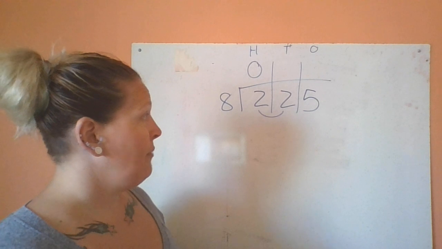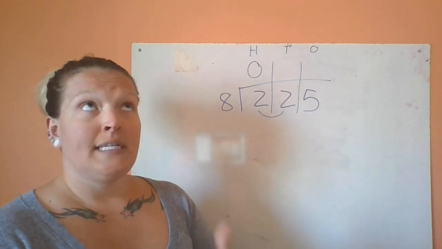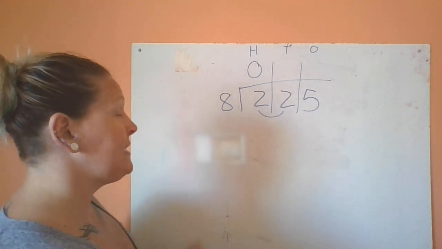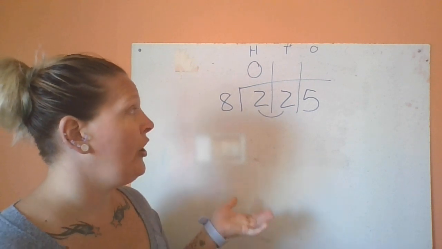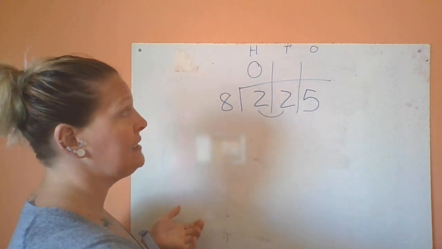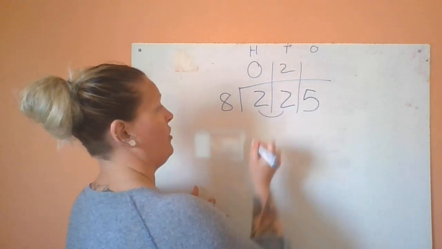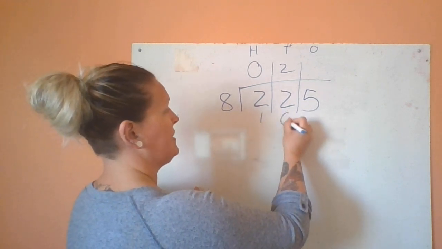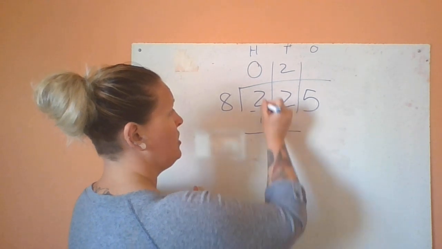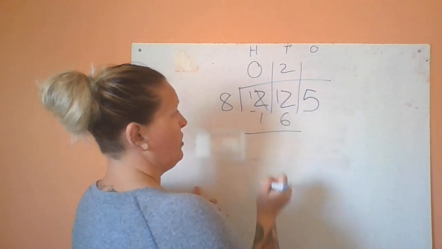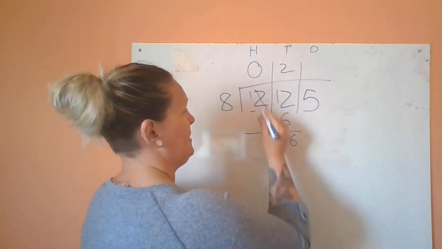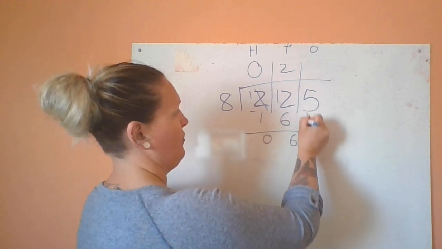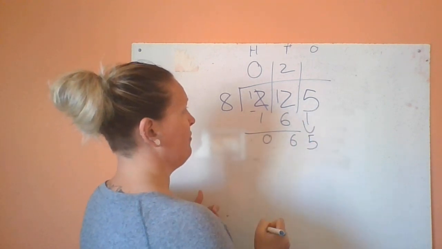So 8 plus 8 is 16 plus another 8 is 24. Uh-oh, I went too high. So I need to come back. I know that we can go in 2 times, but we cannot go in 3. So I will subtract 16 from my 22. I have to borrow again. 12 minus 6 is 6. 1 minus 1 is 0. I need to bring down my 5.